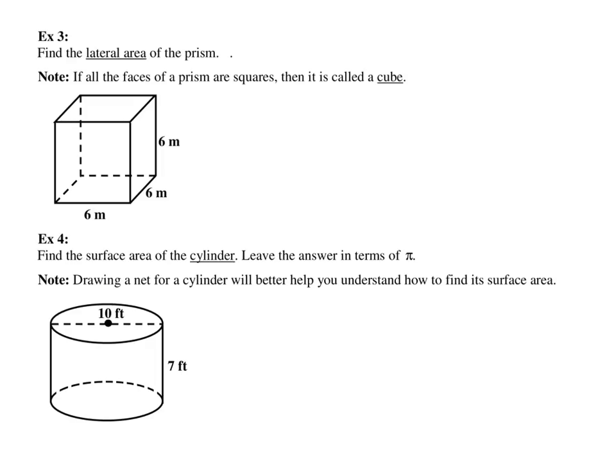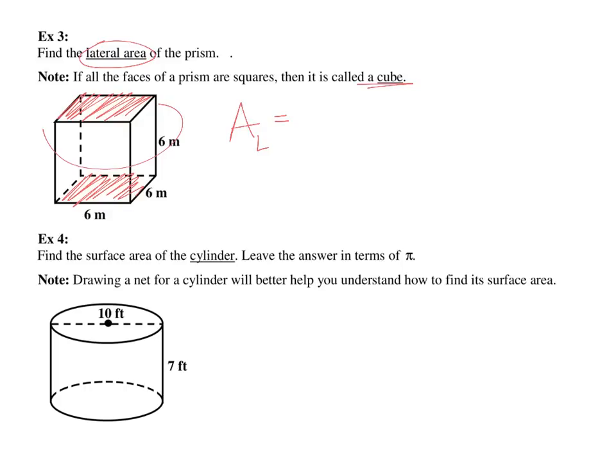All right, for example 3, they're asking us to find the lateral area. What does that mean? That means we're not including the area of the bases. Just what's around the figure. If all the faces of a prism are squares, then it is called a cube. Just be aware of that. So what do we have here? If I want to find the lateral area, I'm going to write area, and use a little subscript to indicate lateral, little L.